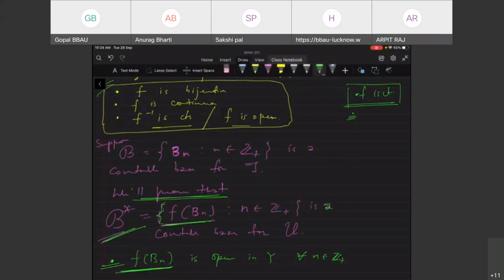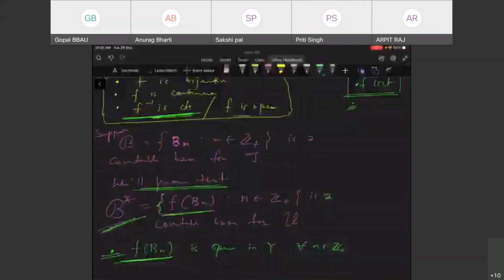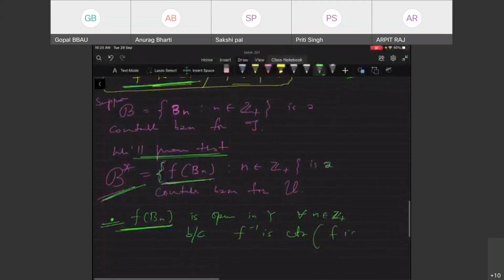A function f is called an open map if the image of every open set is open. Okay. So, or you can say f inverse is continuous. Because f inverse is continuous, the inverse image under f inverse is the image under f. So this is open because f inverse is continuous, or you can say f is open.